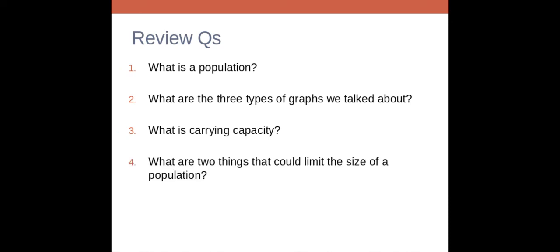And then number 4, you should know what the two things are that can limit the size of a population. Remember, it's not just about the resources that are there, but we can also see things like disease and environmental effects also limit the population size.